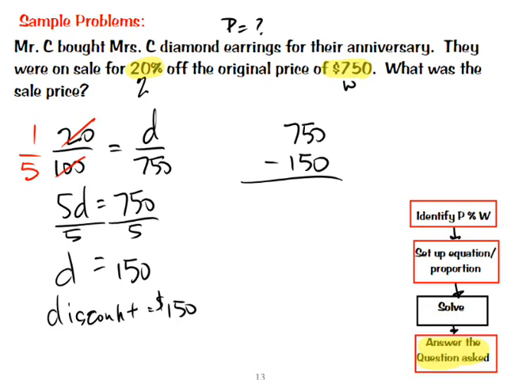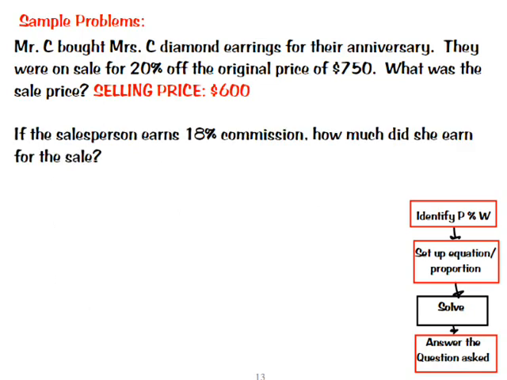So, to answer the question I'm being asked, what is the sale price? Take the discount amount off, and that is $600. The earrings cost $600. Alright, now let's suppose that the salesperson who sold me those earrings earns 18% commission. So let's identify the part, percentage, and whole to find out how much she earned for the sale.